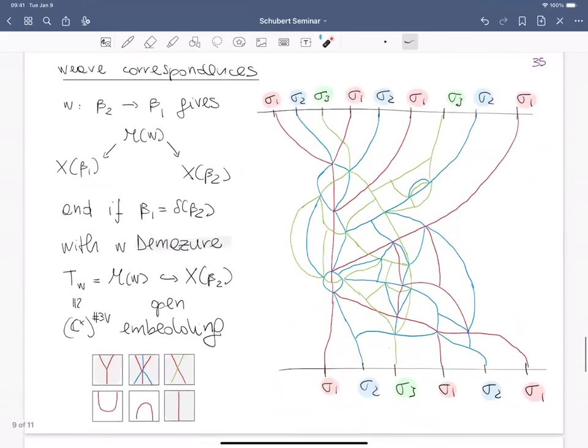Let me mention the last ingredient that enters the proof. So there is a kind of notion of cobordism between positive braid words called weave that has been introduced by Casals and Zaslow.